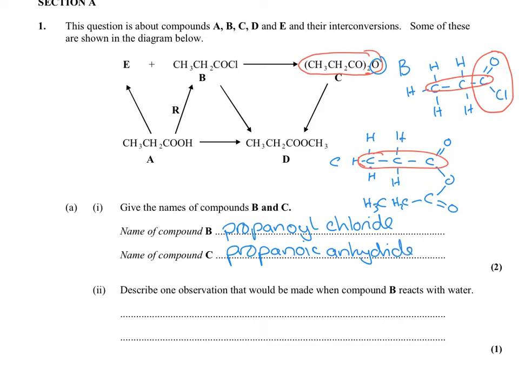Propanoyl chloride and all acyl chlorides, when they react with water, are going to react quite violently. In this case, you're going to get HCl formed, and you would see white, misty fumes. And those white, misty fumes would be HCl.